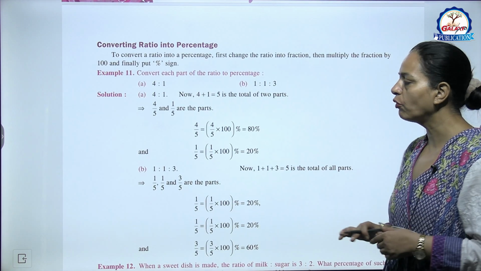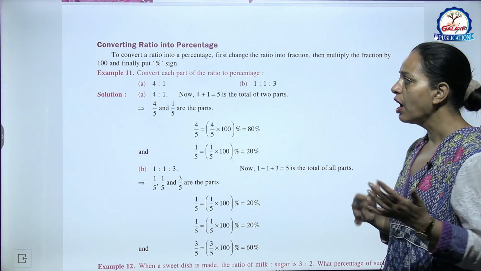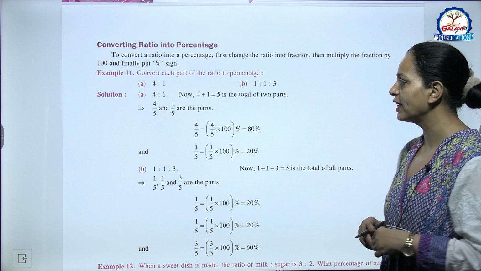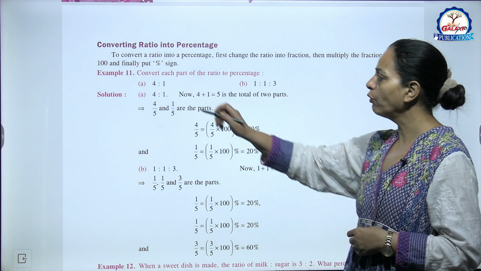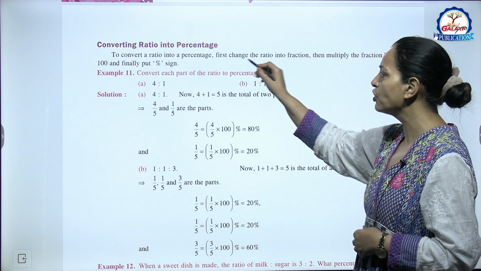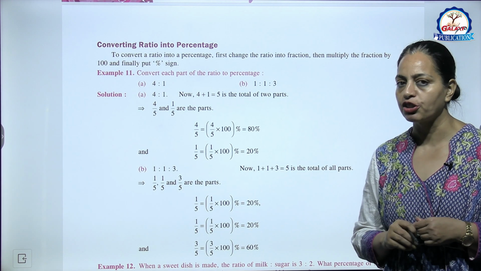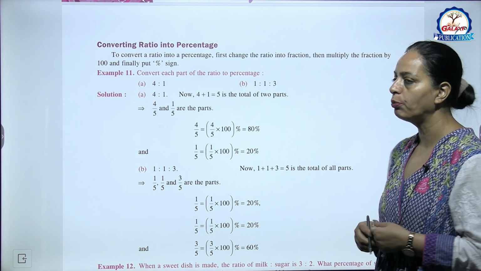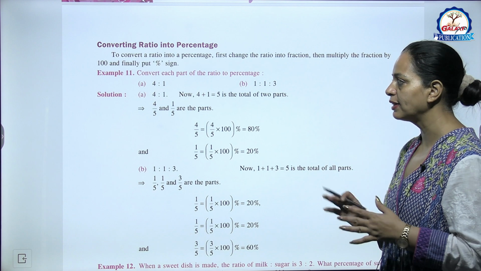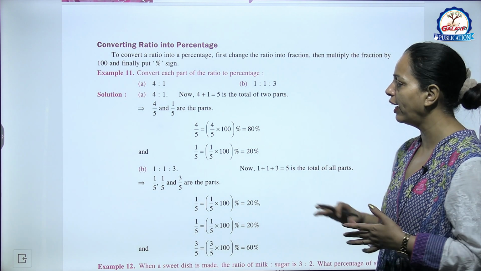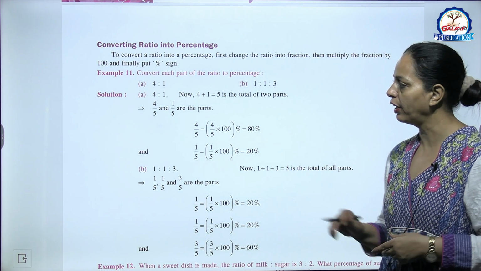Now converting ratio into percentage. How will we convert a ratio into percentage? To convert a ratio into percentage, first change the ratio into a fraction and then multiply the fraction by 100 and finally put the percentage sign. Simply, just as we do with fractions, we will do with ratios.